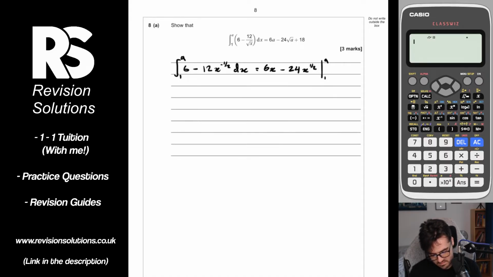So let's start with plugging in the a. We'd have, writing this all as a new line, let's say 6a minus 24 root a, all minus 6 times 1, which is just 6, minus 24 times the square root of 1, which is just 1, so minus 24. So then we just have 6a minus 24 root a, and then inside that bracket, 6 minus 24 is minus 18, and then minus minus 18 is the plus 18, so we get our final answer.